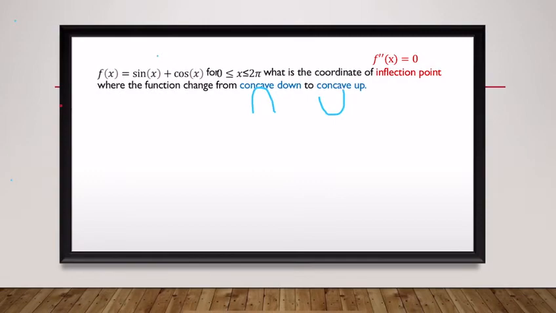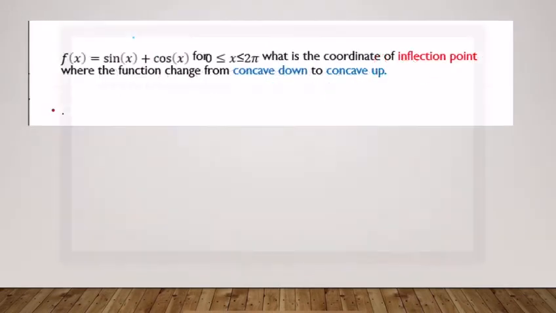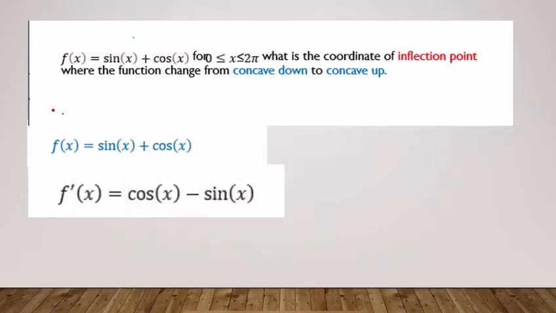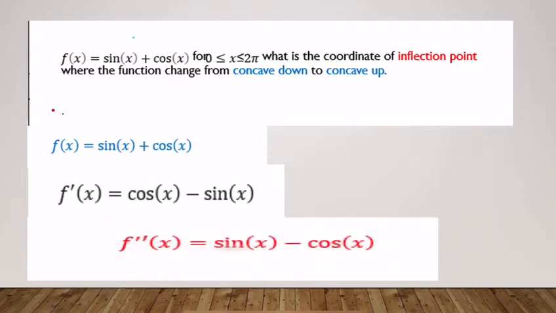So after finishing our first step by reading the question and highlighting what they need, we now go to the second step, which is getting the second derivative of the function. So we got f of x equals sine x plus cosine x. So f prime of x will equal cosine x minus sine x. And for the third step we get what we need. F double prime of x equals sine x minus cosine x.